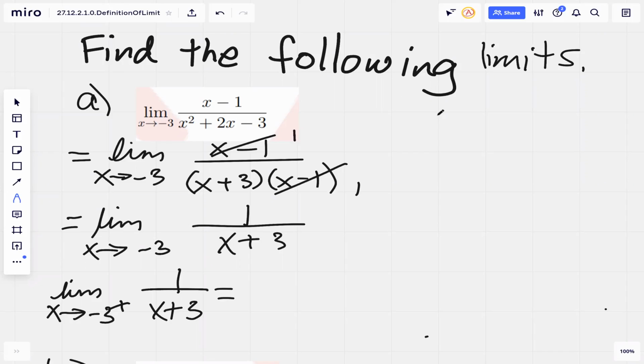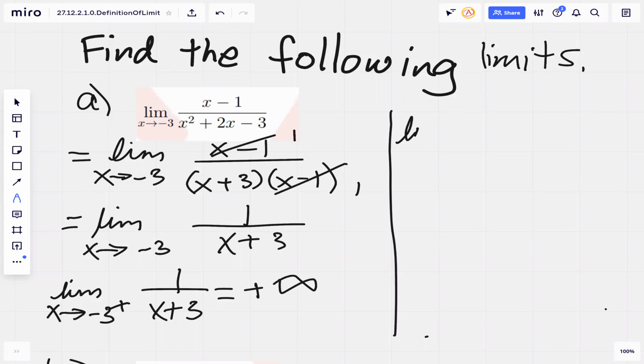So this means we approach -3 from the right hand side, so from above it. So we look at values larger than -3, but getting closer to -3. So for example, -2.9, -2.99. And in this way, we actually end up with positive infinity because the number in the denominator approaches 0, but from the positive direction or the right-hand side.